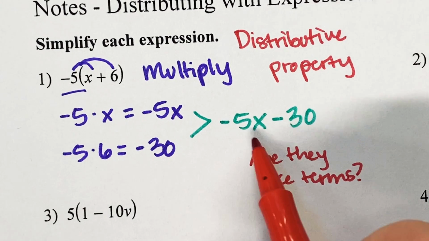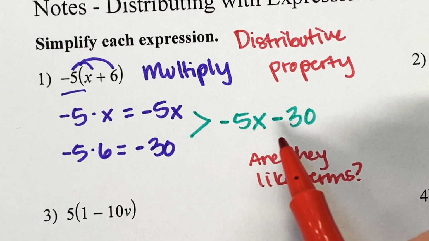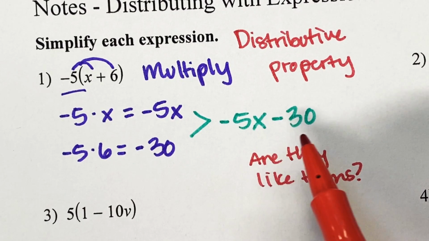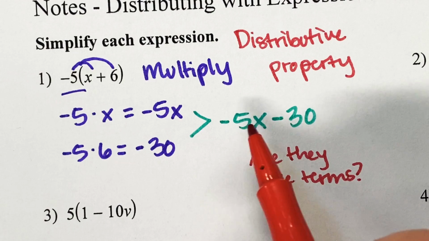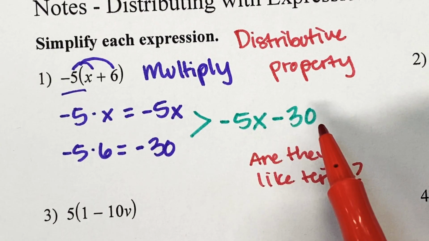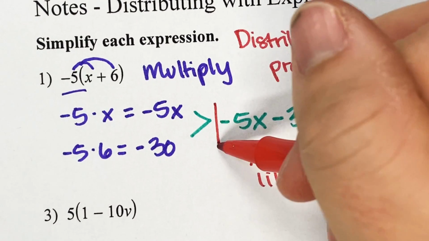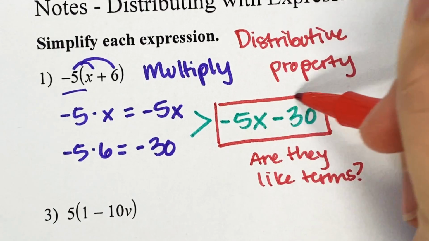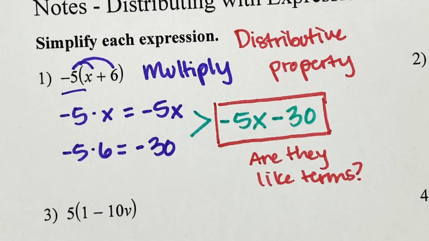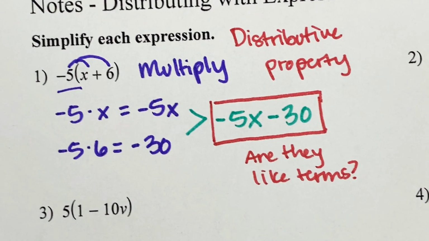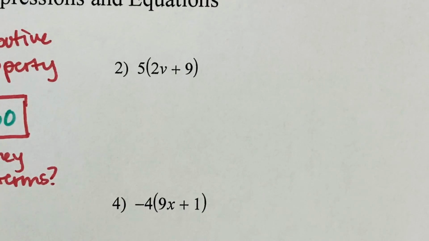Okay, so look at -5x and -30. Are these guys like terms? No, because the -5 has the x and the -30 doesn't. Okay, so this is as simplified as it'll go. -5x minus 30. Awesome. Okay, let's look at number 2.